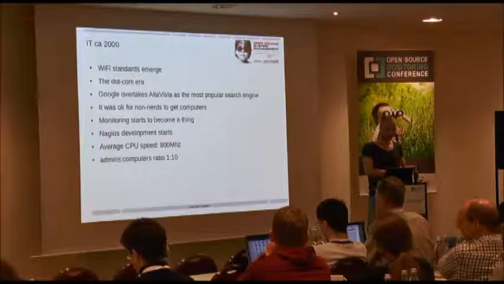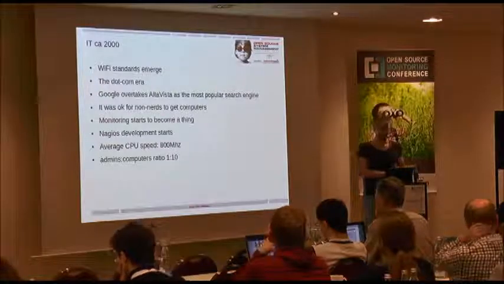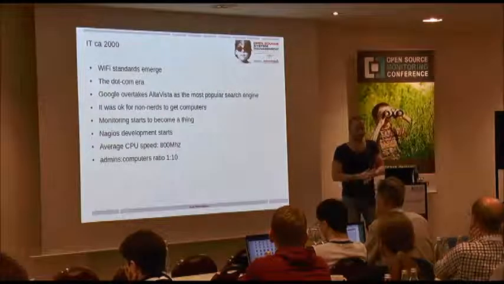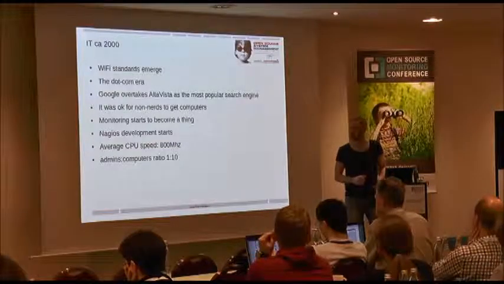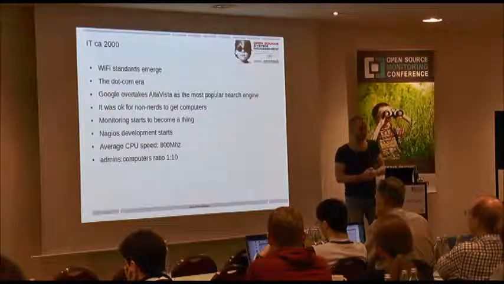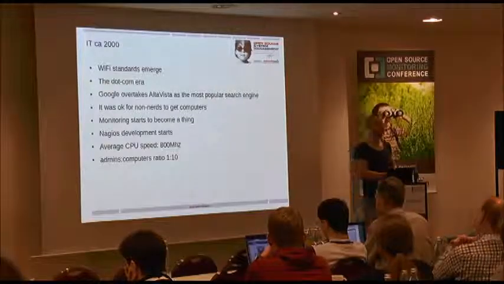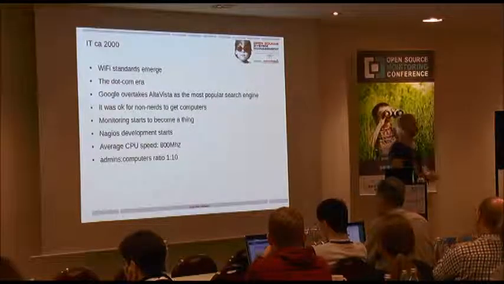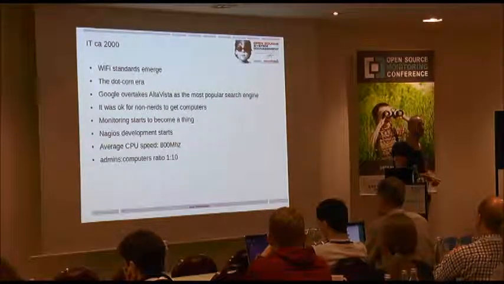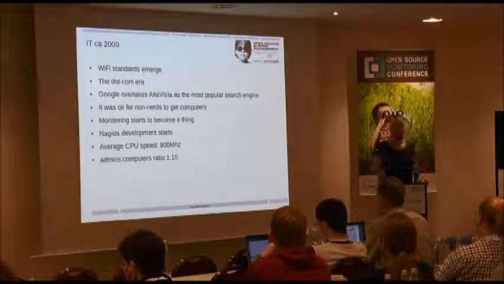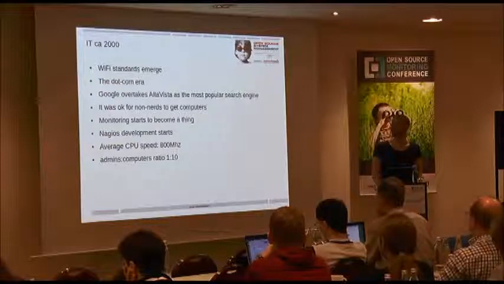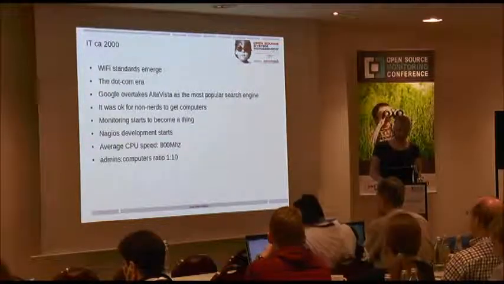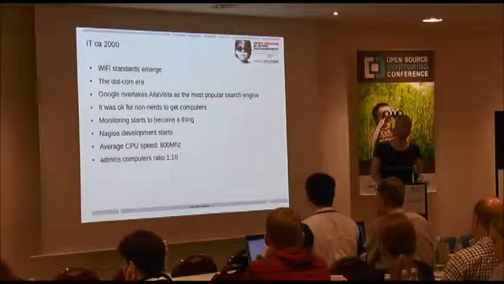Nagios development starts and monitoring starts to become a thing. The average CPU speed was around 800 megahertz. I could be a bit off on that. It feels a bit high to me, actually. And the admins to computer ratio was about 1:10. So now we're starting to have admins that administrate more computers than there are administrators for. It wasn't just a case of, oh, I have this server. You don't just have a mainframe anymore.